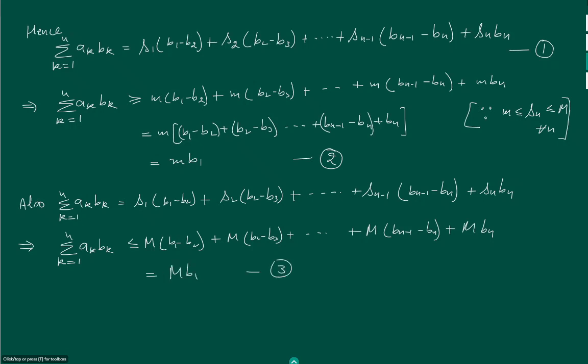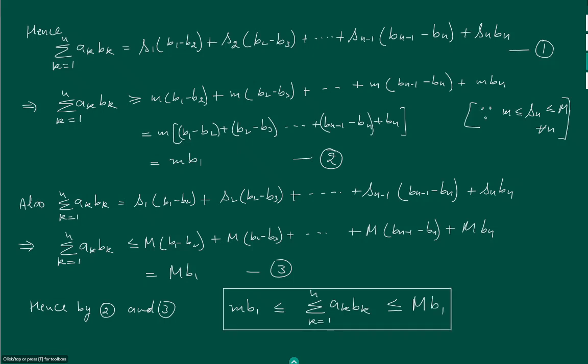So this, as earlier in 2, is equal to capital M B1. So we have got that from 2 and 3, the summation AkBk, k varies from 1 to n, is greater than or equal to m B1 from 2, and from 3 it is less than or equal to M B1. And that is what we wanted to prove.